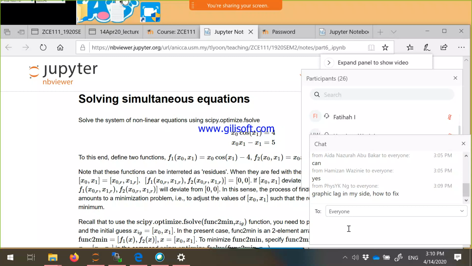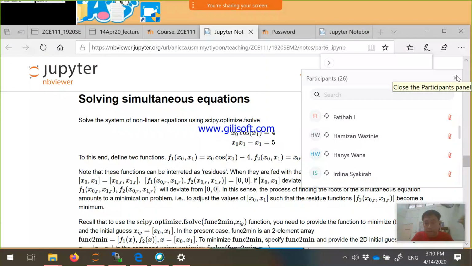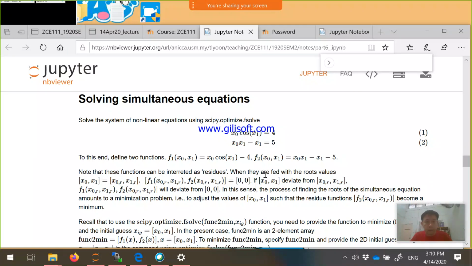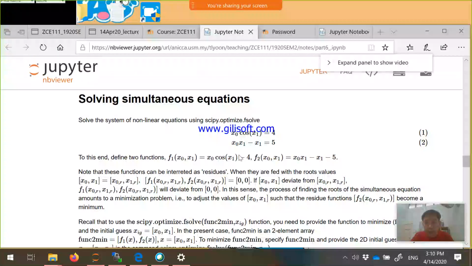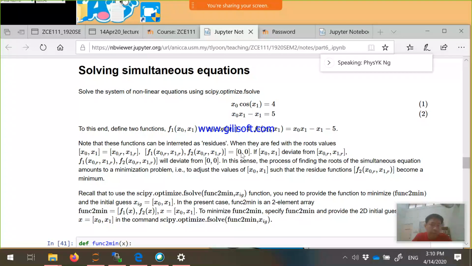Graphic lag. Okay, if you have the problem with your graphic lag, maybe you can just listen to my voice. I think it will get fixed. I think the problem with the graphics is the slowness in the internet line. There are two versions of this lecture that you can follow. Either you follow the real-time version that we are doing now, or later on I'll upload this recorded screen onto YouTube, then you can follow it later.